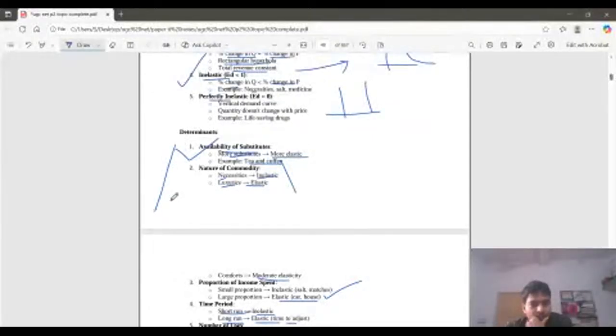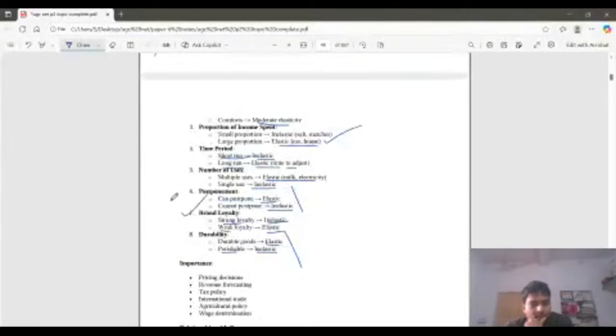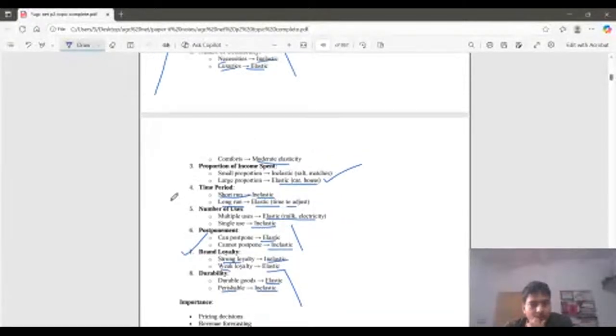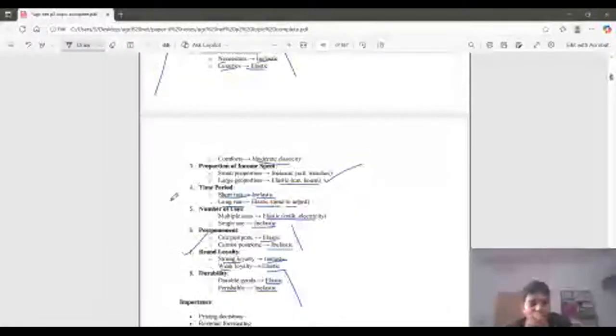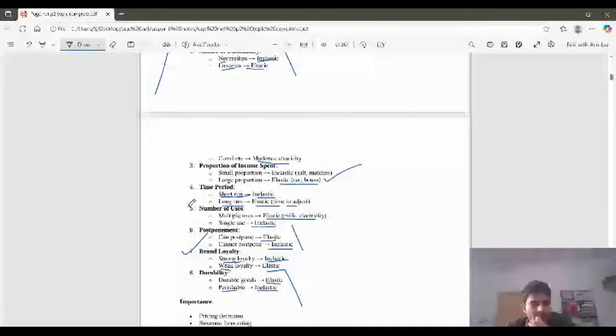This is a very important chart for us. You can see from here the elastic goods are highly priced, and the inelastic goods are perishable and short term. Not so much profit; income goes more to elastic goods. Brand loyalty: there is strong loyalty for inelastic goods and weak loyalty for elastic goods. Multiple usage is elastic, like milk, electricity. Inelastic goods have a single usage, but we have to use them continuously.